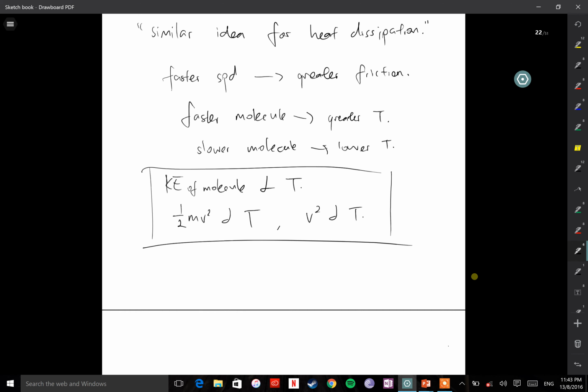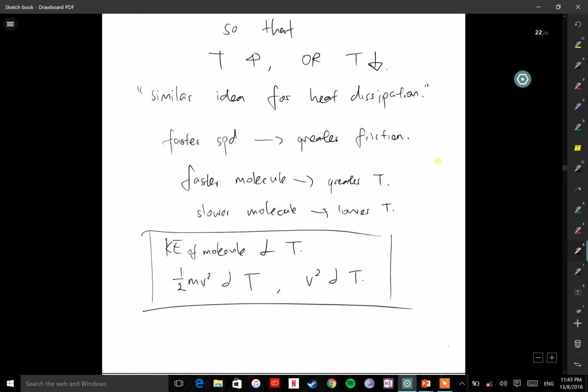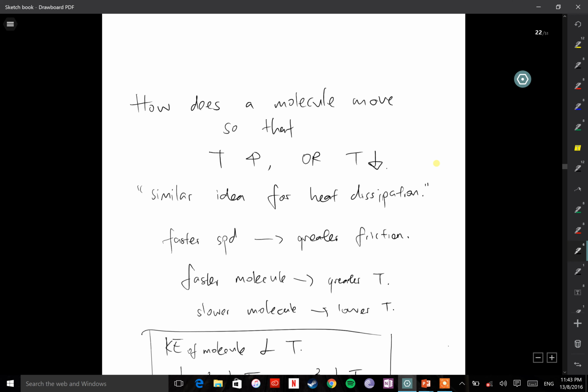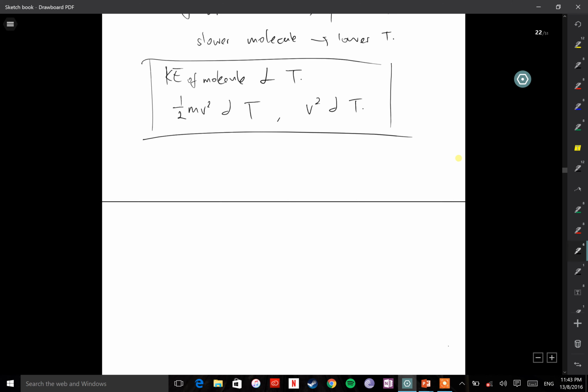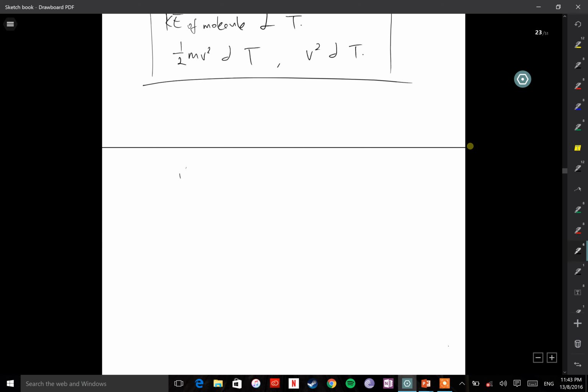So now we are looking at the KE of a molecule and the temperature. Earlier on we were talking about how a molecule moves so that temperature increases or decreases. Now I want you to see something quite amazing here, I think. The KE of a molecule, we know now, is directly proportional to the temperature. So in other words, what you know formally as thermal energy is nothing but the kinetic energy of the particles.